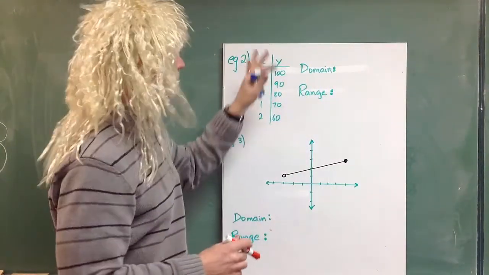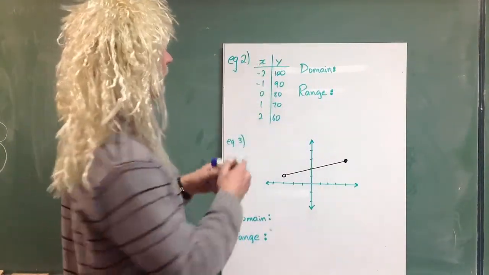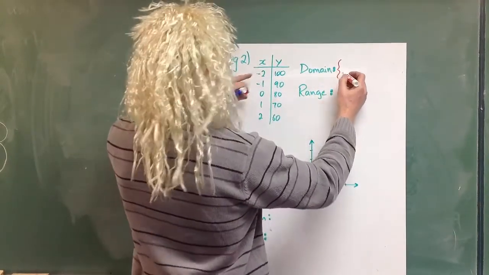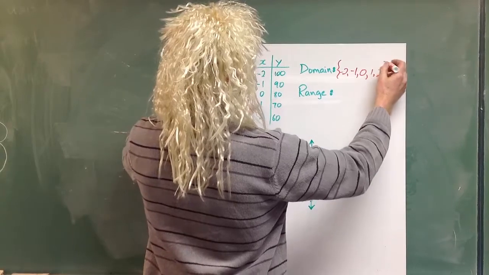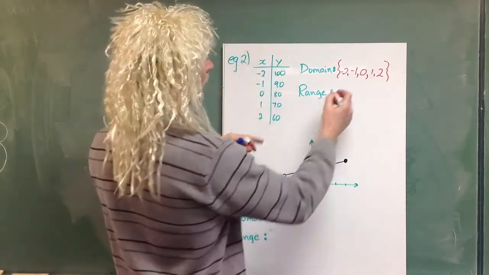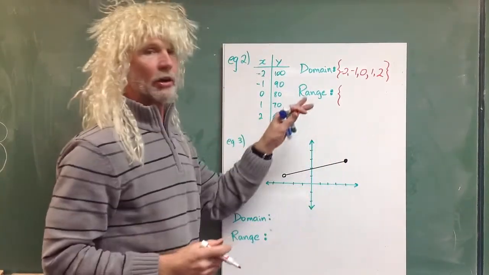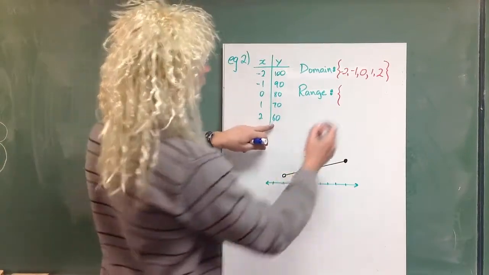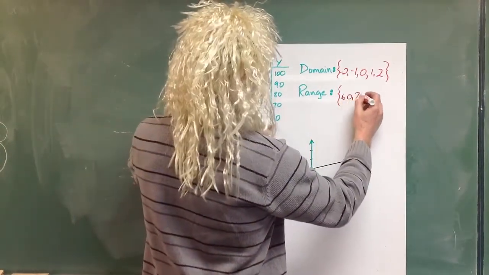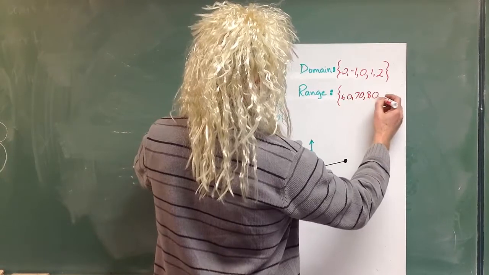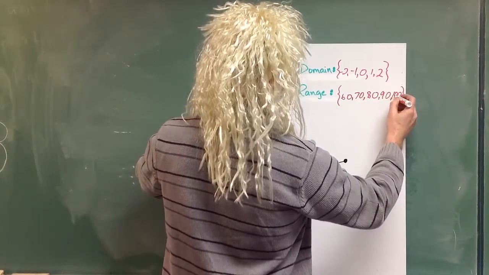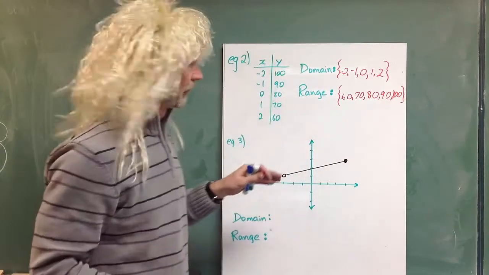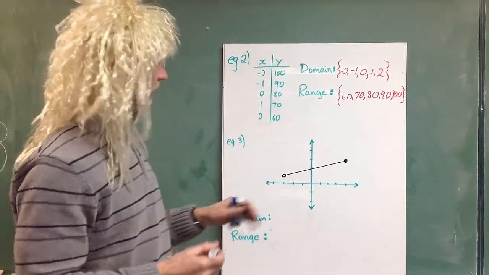Sometimes we have a table of values. Again, the domain is all the x values. So in this case, -2, -1, 0, 1, 2, done. The range is all the y values. And we like to list them in order from least to greatest. So I'm actually going to start here. 60, 70, 80, 90, and 100. Done.